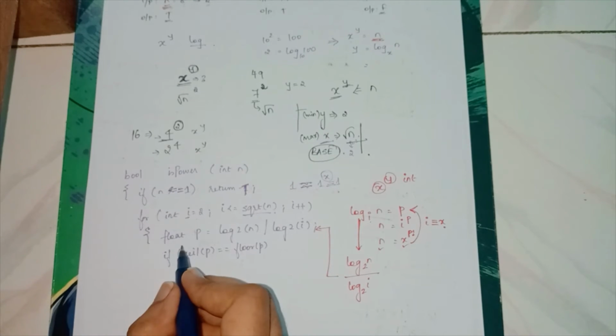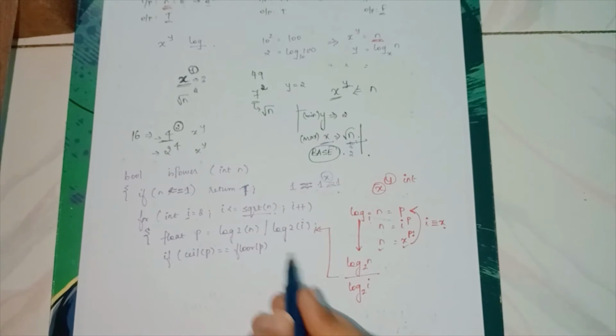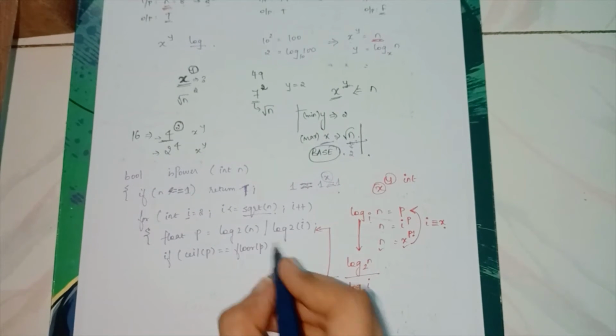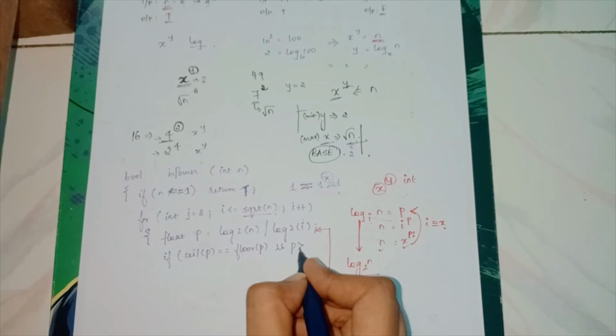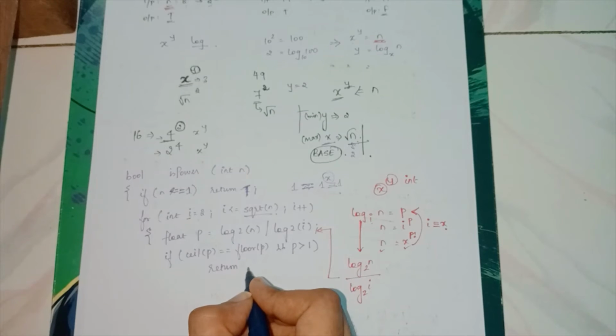If it's going to be a float variable, no, it will not be same. Only when you get a whole number, the ceil of p and the floor of p will be same. So if at all it is same and the value of p is greater than 1, then you can tell yes, it is of the form x power y.